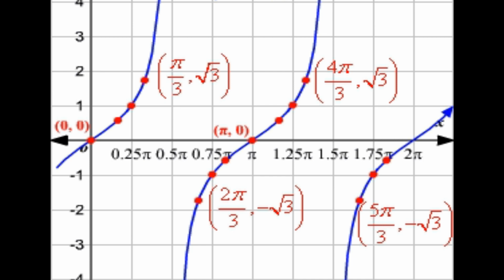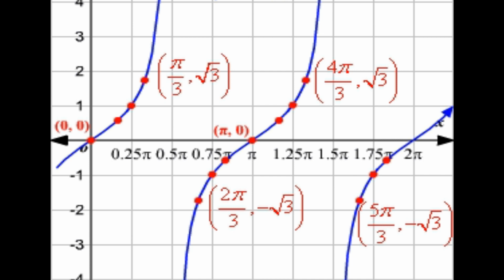Second part is from pi by 2 to 3 pi by 2. 3 pi by 2 means 1.5 pi. And the third part is given from 1.5 pi to 2 pi, that is 3 pi by 2 to 2 pi. Once again, in each part, the graph of tangent function is only increasing.